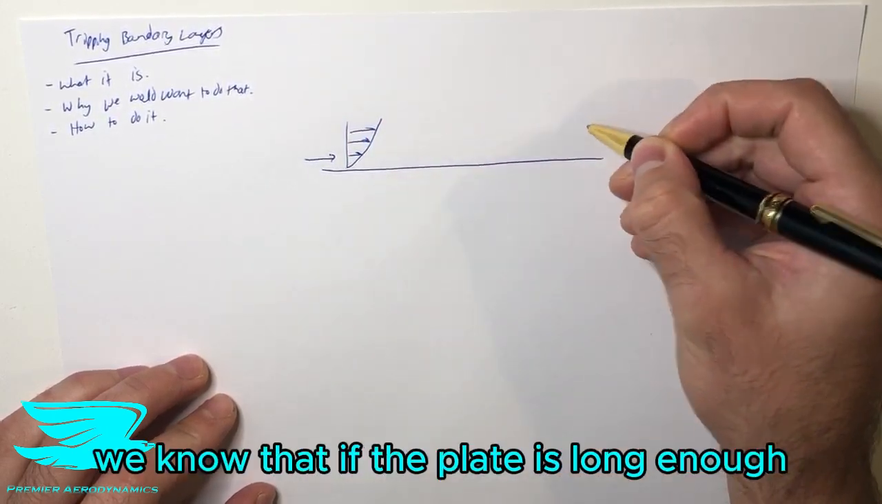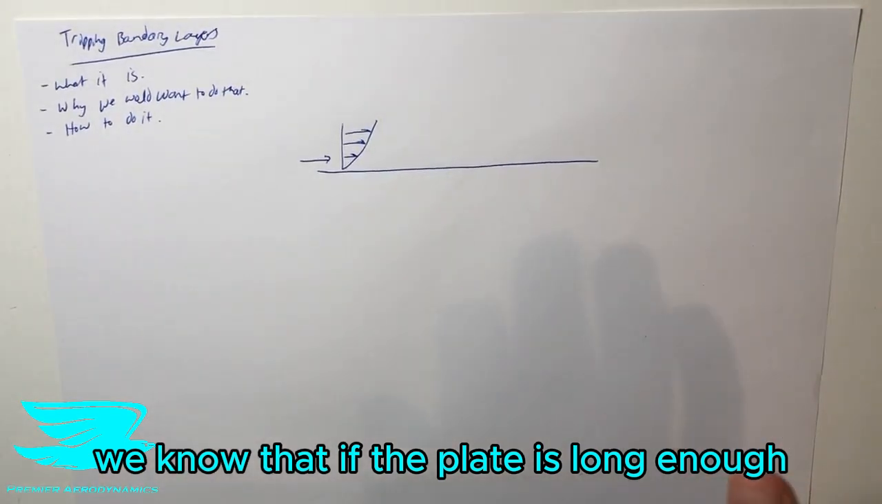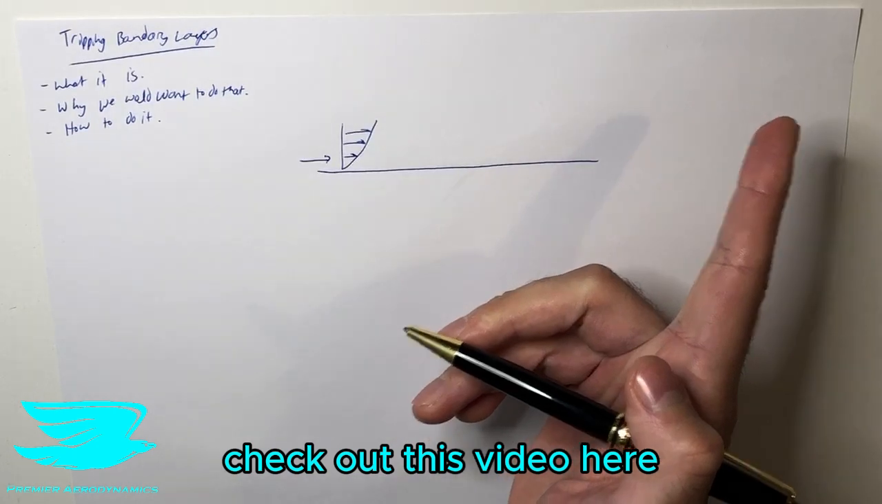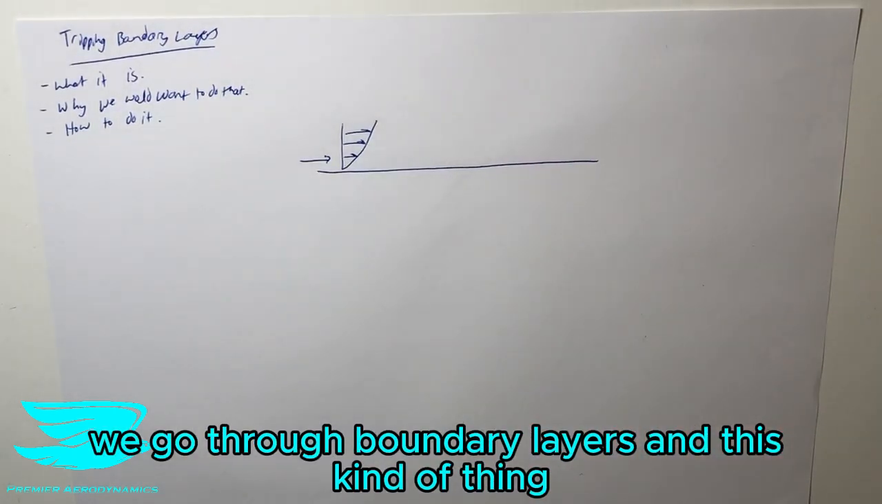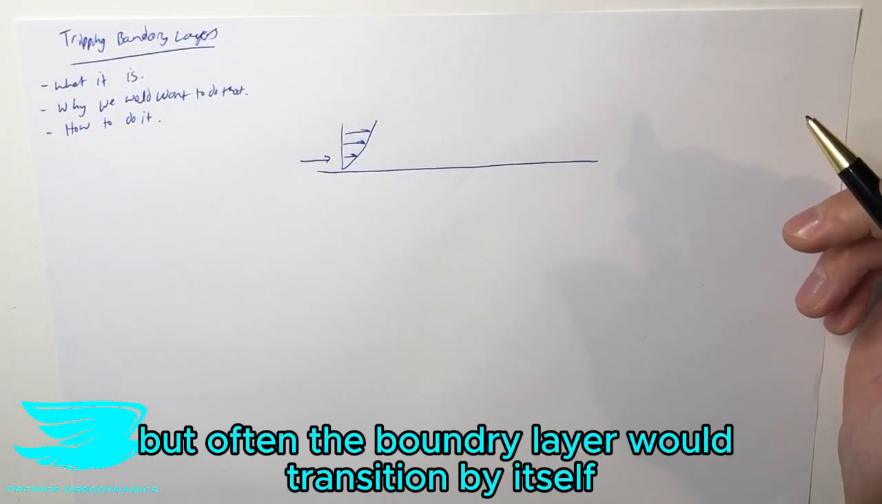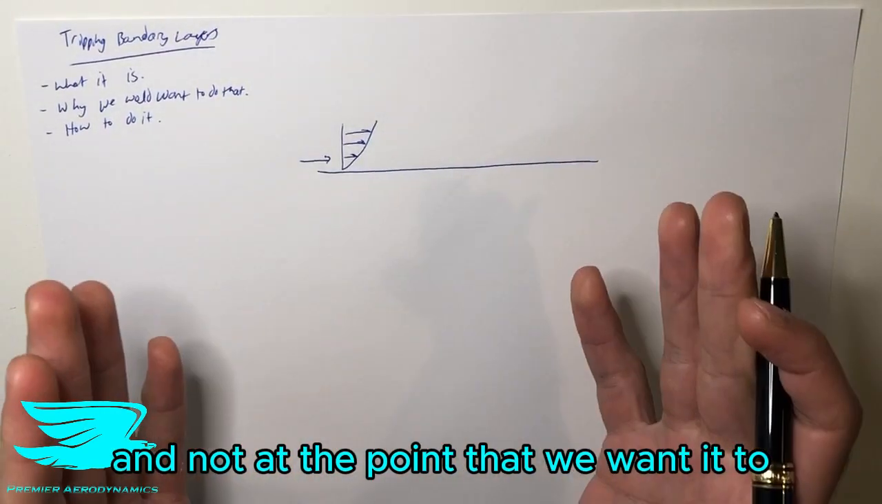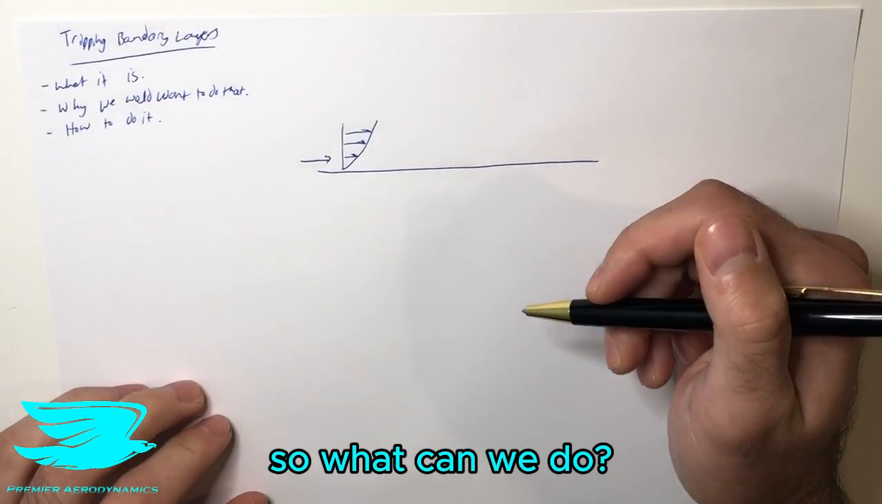And as we go along, we know that if the plate is long enough, eventually the boundary layer will transition to turbulence. If you don't know about this, check out this video here where we go through boundary layers and this kind of thing. But often the boundary layer will transition by itself and not at the point that we want it to transition to turbulence. So what can we do?